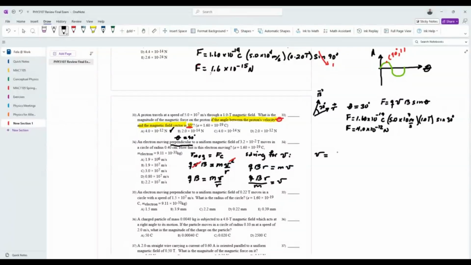So the speed would be, what is Q? The charge of the electron, which is 1.60 times 10 to the negative 19 coulombs. What is B? The intensity of the field. They said 3.2 times 10 to the negative 2 Tesla. What else? The radius, they say 0.40 centimeters. So 0.40 centimeters in meters would be 0.40 times 10 to the negative 2 meters.